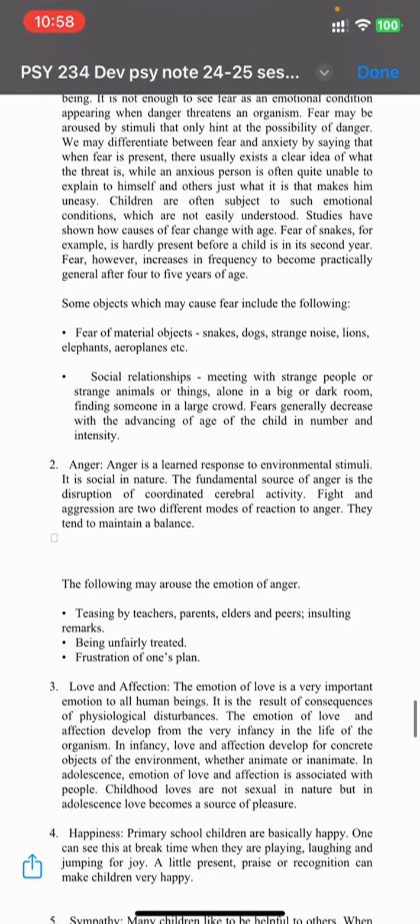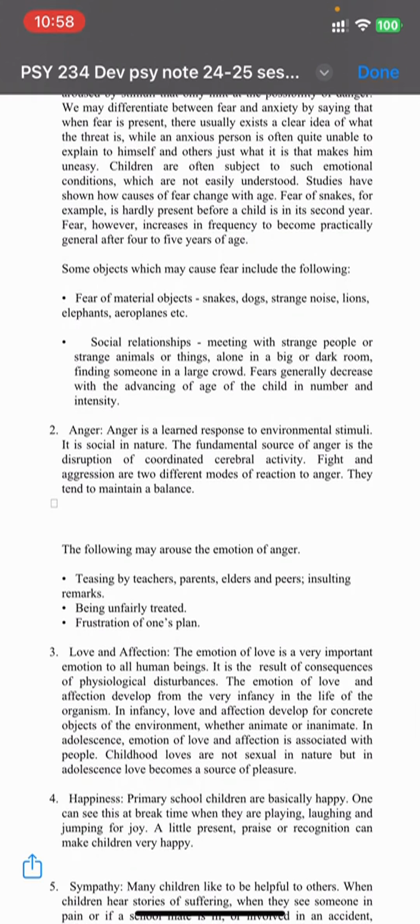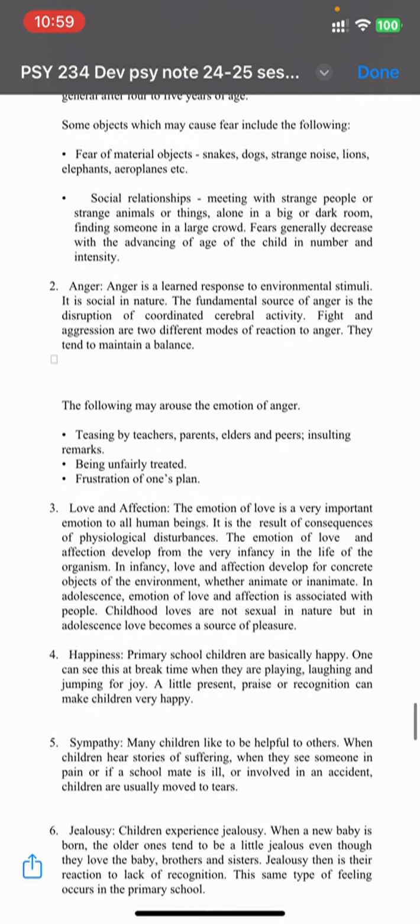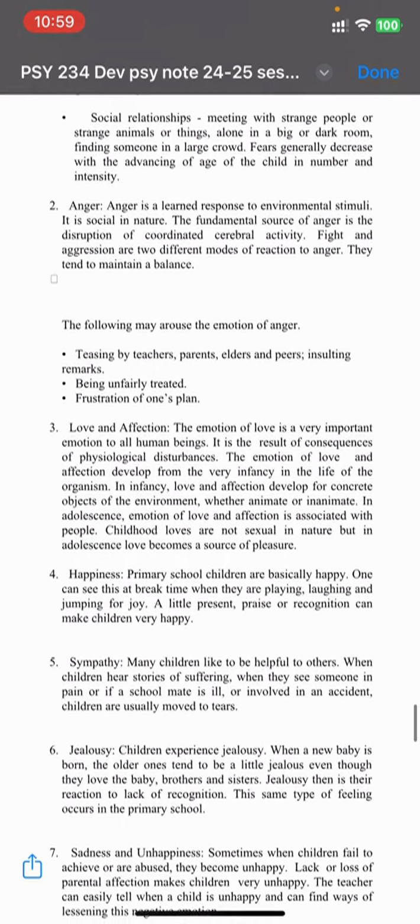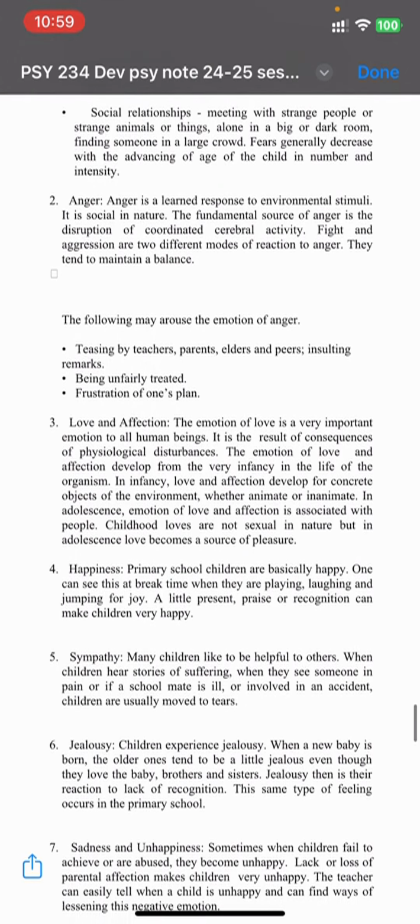Now, anger, unlike fear, is not something you are born with. Anger is a learned response to environmental stimuli. It is social in nature. Now, the fundamental source of anger is the disruption of coordinated cerebral activity. Fight and aggression are two different modes of reaction to anger. They tend to maintain a balance. Now, there are some ways to arouse the emotion of anger: teasing by teachers, being unfairly treated, frustration of one's plans.